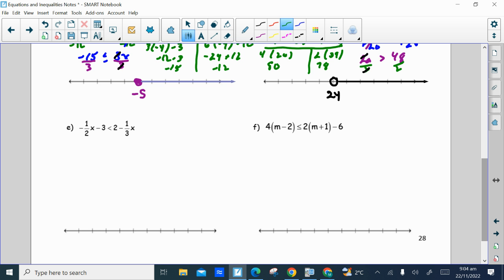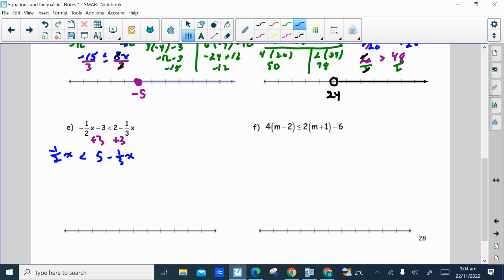Question E. I would probably start this by collecting the numbers together. I would add 3 to both sides. Collect the numbers together. I still have a negative 1/2 on the left, but the 3's cancel. And again, I added 3, so that's never going to change the inequality when you add to both sides. On the right, 2 plus 3 is 5 minus 1/3 x.